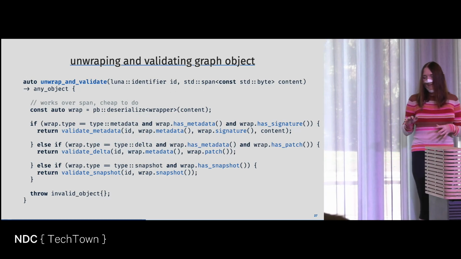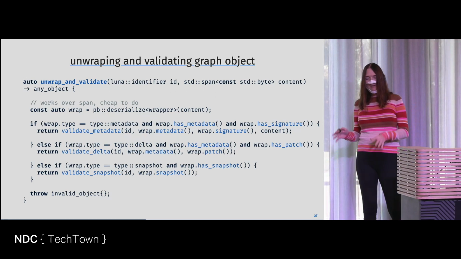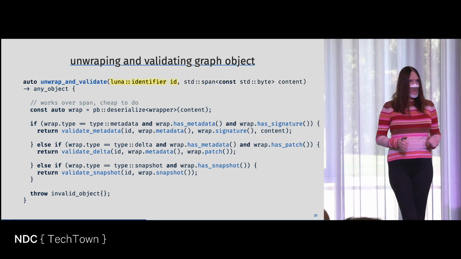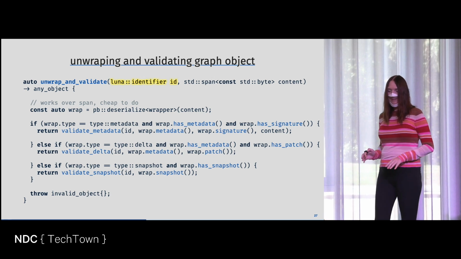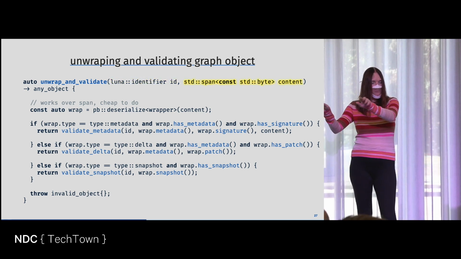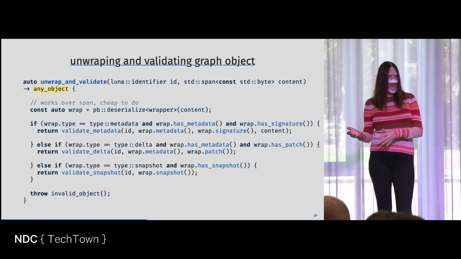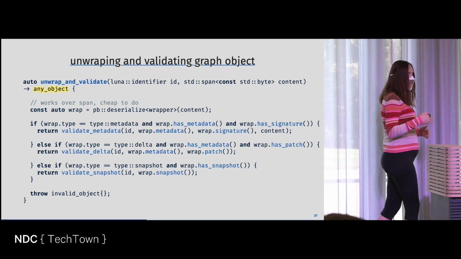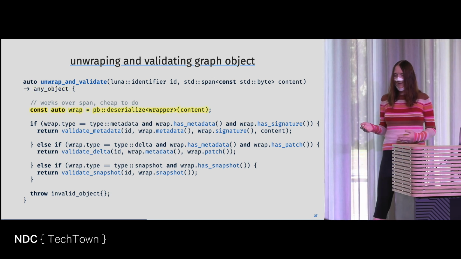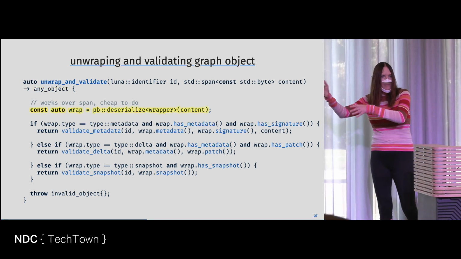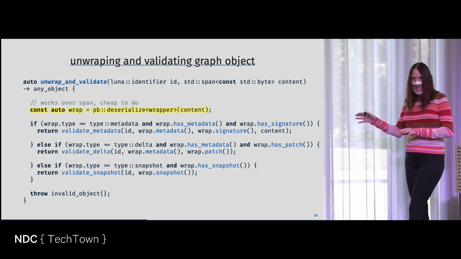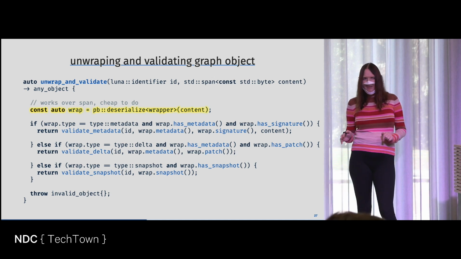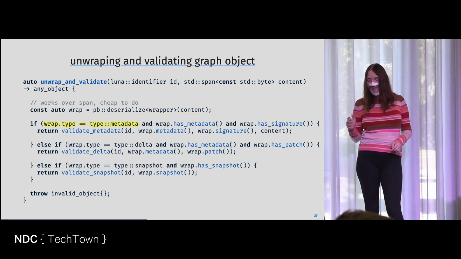Anyway, the first function I need is unwrap and validate. It will take the identifier of the object I just downloaded somehow, and its content as bytes, just a view to bytes, and I will return an AnyObject, which is a variant. It can be metadata, snapshot, bytes, whatever. And I deserialize it with protobuf, using some library. There are plenty of them. Maybe you write your own. It's a sin, but everyone is doing it.